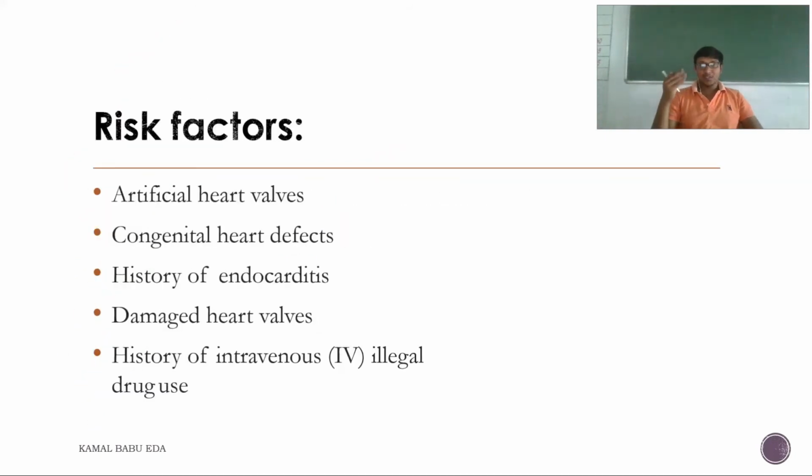Coming to the risk factors, what are the factors that are favoring the disease? Mainly artificial valves, congenital heart defects, history of endocarditis, damaged heart valves, and history of intravenous illegal drug use. The persons who are going for drug abuse will self inject the drugs, which will cause this endocarditis.